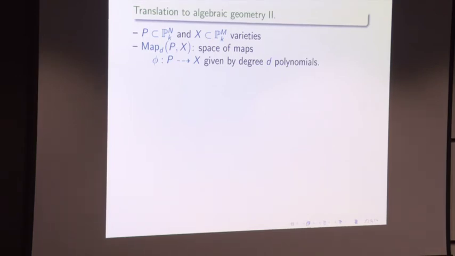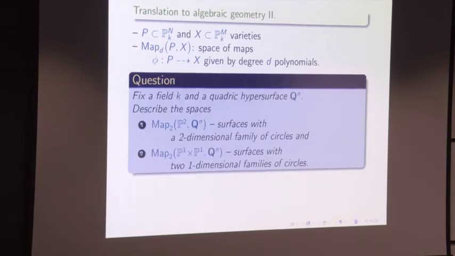Let's look at the maps that are given by degree 2 polynomials. So this means that the algebraic geometry question that I have now: I fix a field and a quadratic hypersurface, and then I would like to describe the spaces, the degree 2 maps of P2 that land into that quadratic hypersurface. So then, back in my original question, if I solve it over the reals, this will give me the surfaces that contain a two-dimensional family of circles through each point.